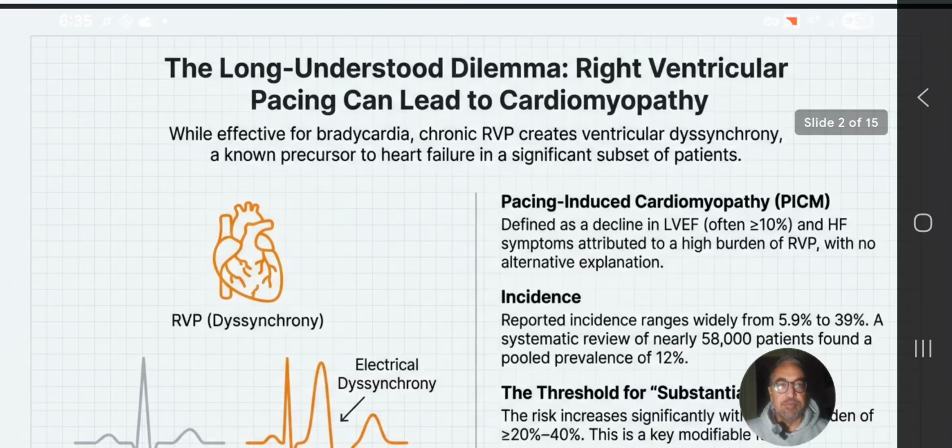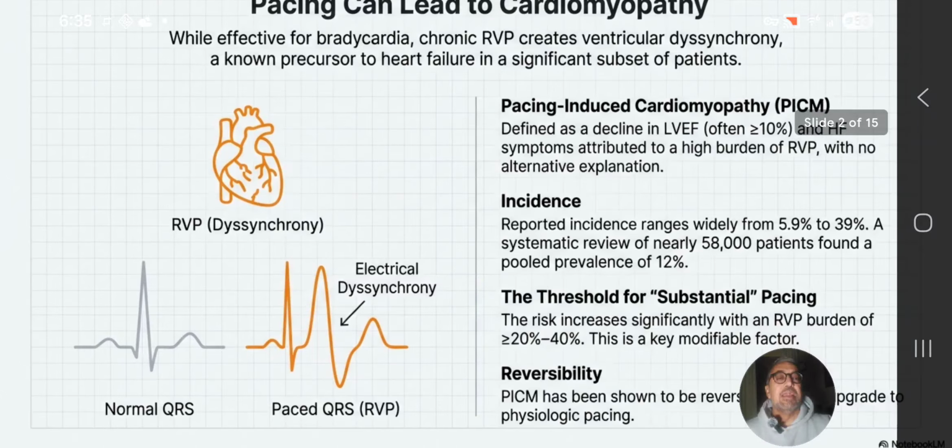This phenomenon in human beings is called pacemaker-induced cardiomyopathy, which is defined as a decline in EF of 10% or greater with heart failure symptoms and is attributed to a high burden of RV pacing. Its incidence ranges from 6% to 40% and probably averages about 10 to 12%. There's a pacing threshold above which the risk goes up. If someone is paced more than 20 to 40% of the time, then the risk of pacemaker-induced cardiomyopathy goes up.